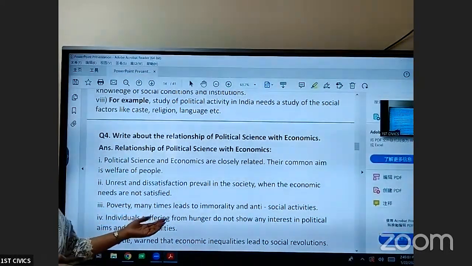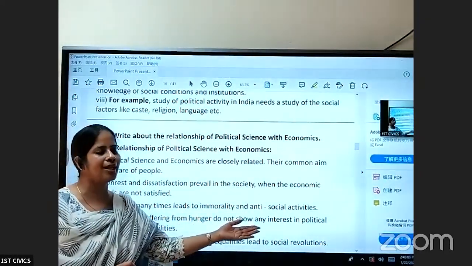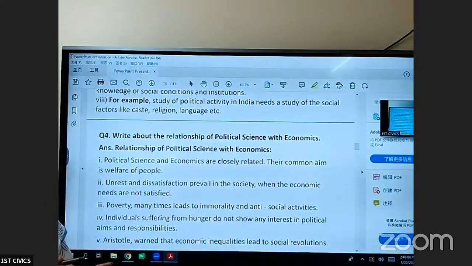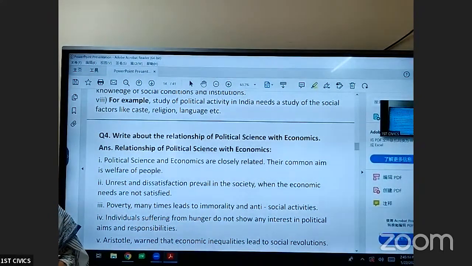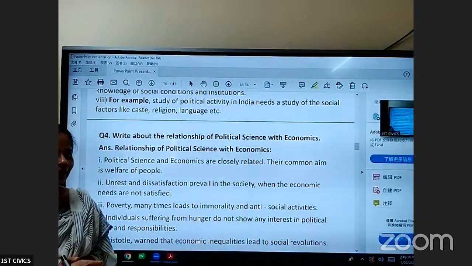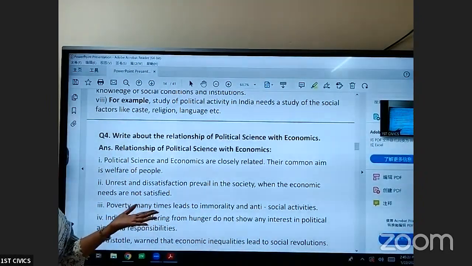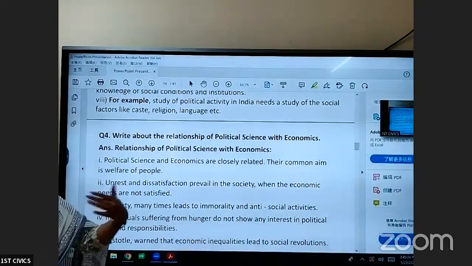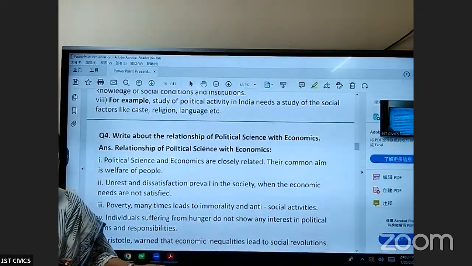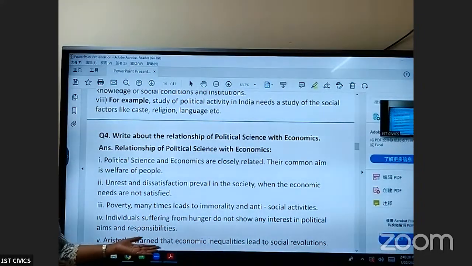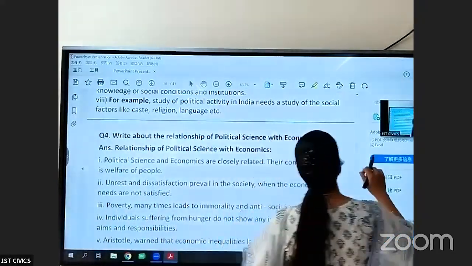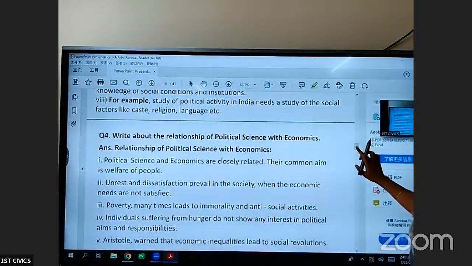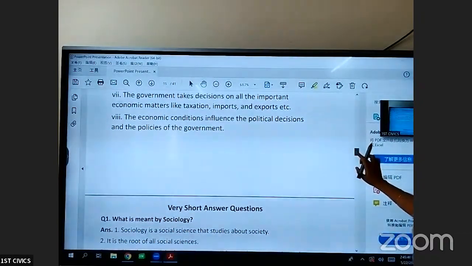Poverty many a time leads to immorality and anti-social activities. Individuals suffering from hunger do not show any interest in political aims and responsibilities. See, when you are hungry, you will not show interest in any other activities, so forget about political activities. You don't have anything to eat. Will you go and vote? You will not show any interest in voting. So Aristotle warned that economic inequalities will lead to social revolutions. If there is economic inequality, then it will lead to social revolutions.